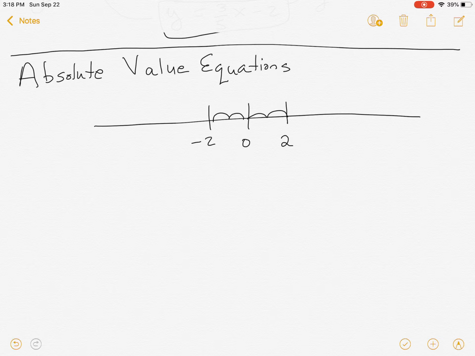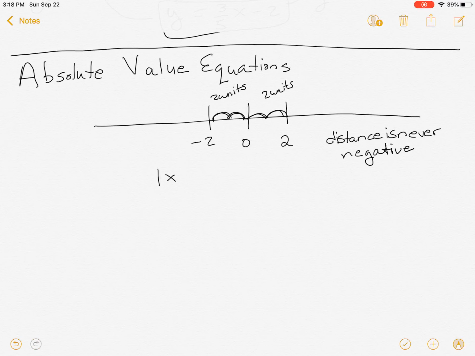When you're talking about distance, distance is never negative. So when we're talking about a distance of 2 units, that's 2 units, and this is 2 units. Mathematicians are lazy and they want to come up with shortcuts for the way they write things. So absolute value is the way they do that.